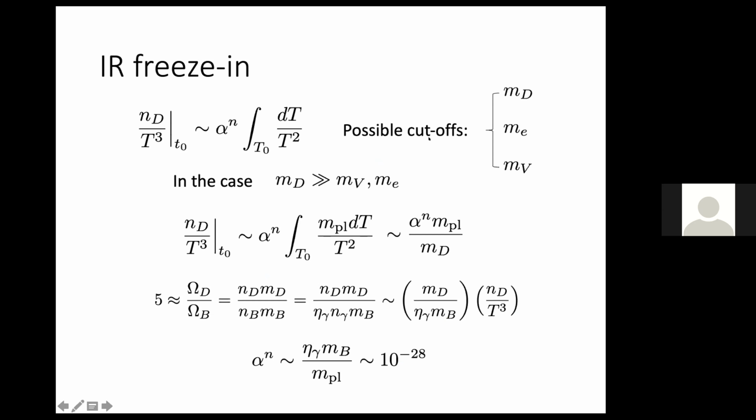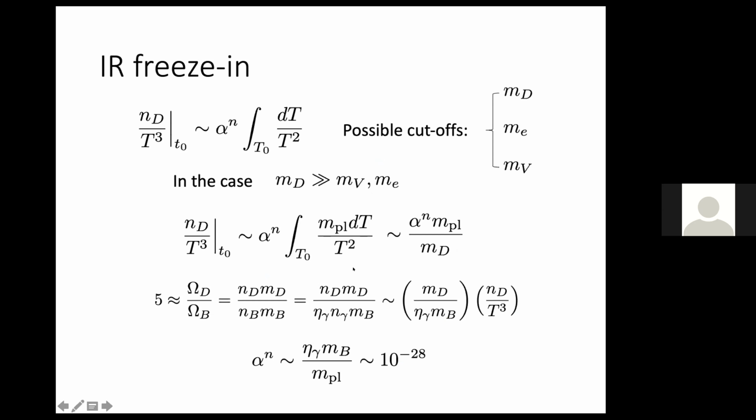I think the most interesting scenario is the following. If the dark matter mass is much larger than M_V and M_e, what will happen? Then M_D is the cutoff. Let's do this calculation. Then n_D divided by T cubed gives us this, because we want to cut off the IR divergence of this T integral by M_D. Then the result is like this.